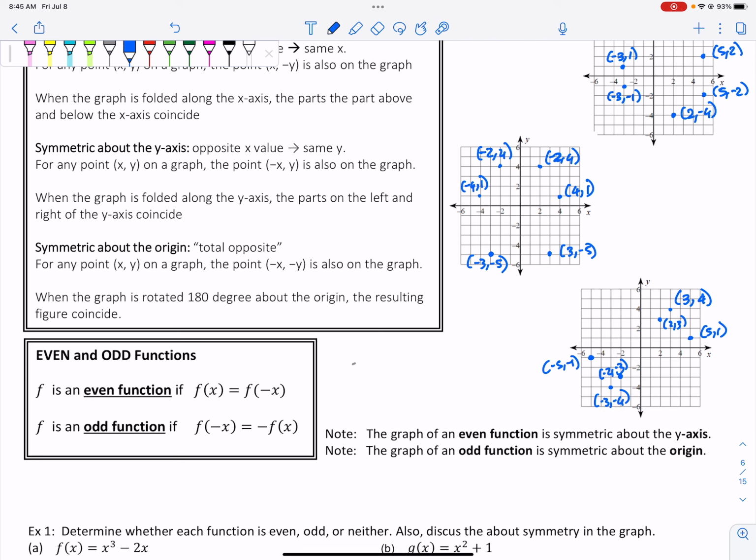If we have the point (-3, 5) on the graph, we will also have the point that contains the opposite coordinates, (3, -5), on the graph.